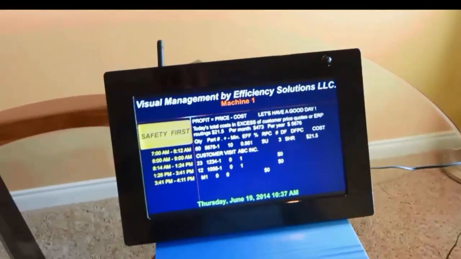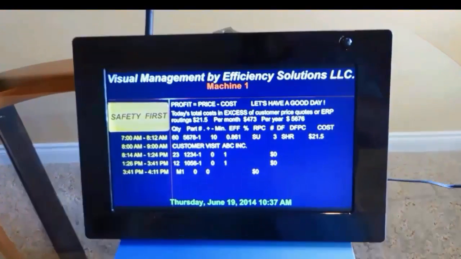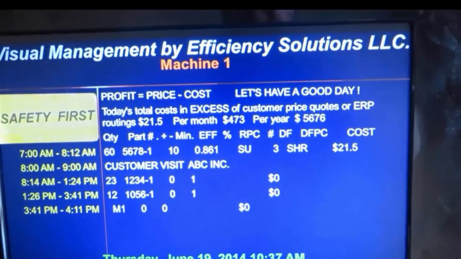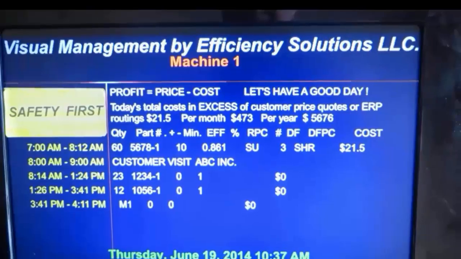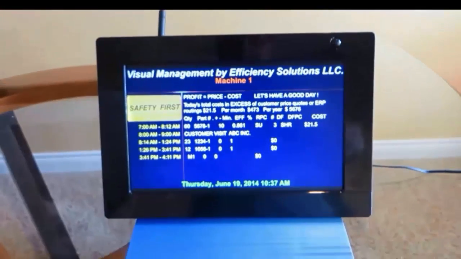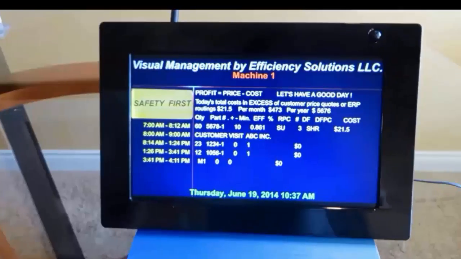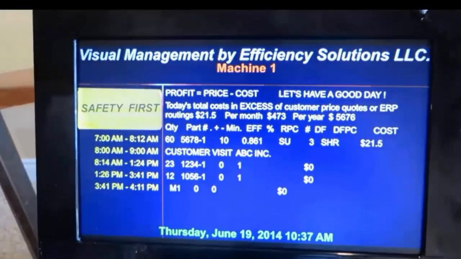This is a 10-inch display that functions with SMIL technology and only requires Wi-Fi and 110 power to display a message. We supply the software to put up the information that you're looking at on the display.